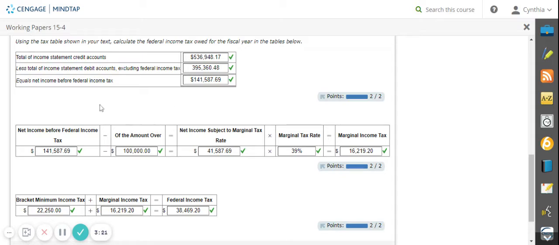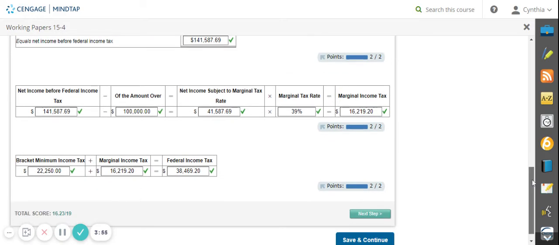So we're going to take the net income before federal income tax minus the amount over, which is the 100,000. So that leaves us with $41,587.69 that we've got to figure our tax on. And then our chart tells us that whatever is over that, we're going to pay 39% tax on that amount. So we're going to take this amount times 39%, which gives us $16,219.20.